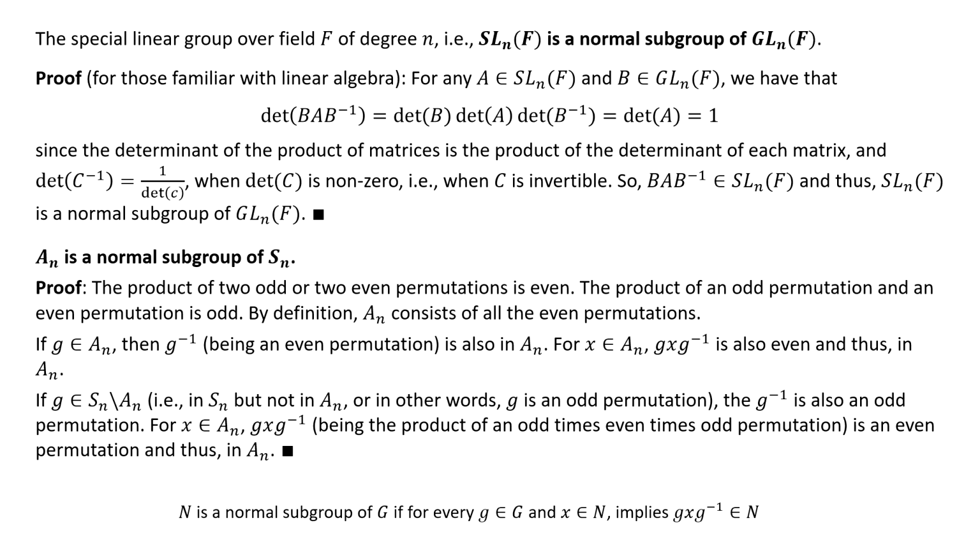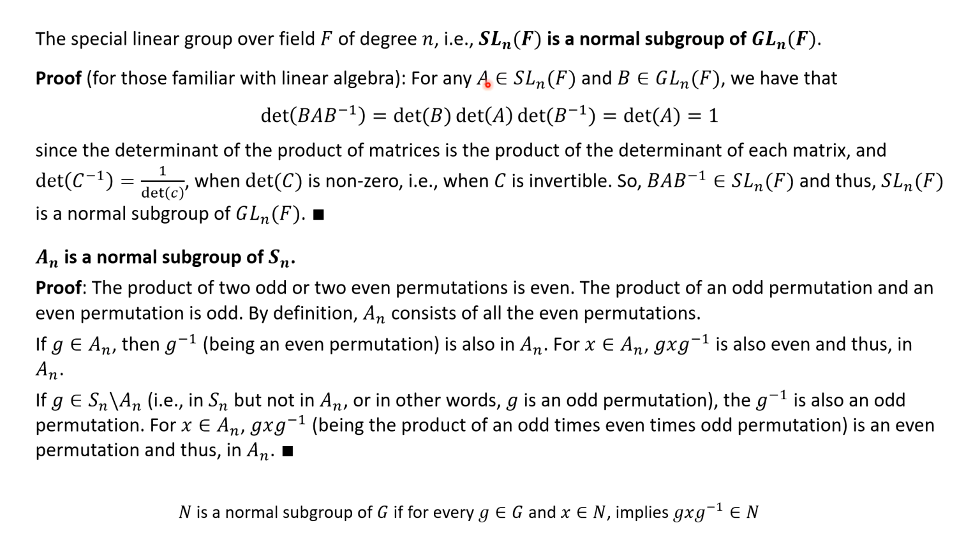We're going to use the alternate definition, which I've copied down here at the bottom, for being normal. So N is a normal subgroup of G if for every g an element of G and x an element of N, g x g inverse is an element of N. So we'll use this definition of normal to prove that SLn is a normal subgroup of GLn.